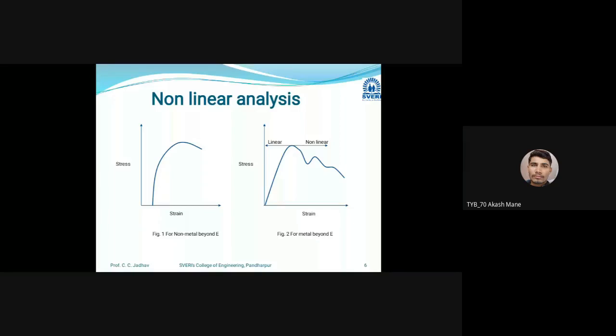But for metal beyond the elastic zone, you can observe that at a certain point the stress value reaches its maximum value in the linear zone and non-linear zone. Once that metal fails, the curve follows the plastic zone, meaning the non-linear graph zone for the metal, and that is what the software handles for non-linear analysis.